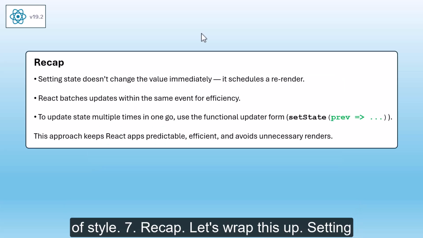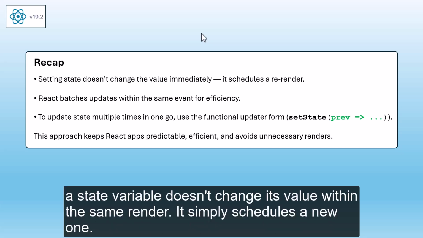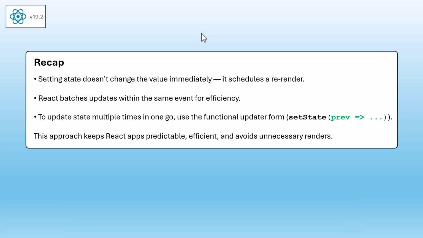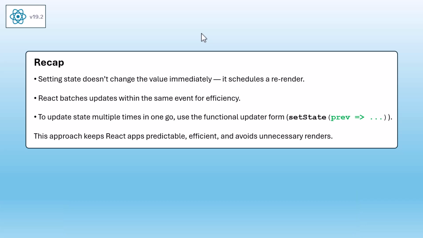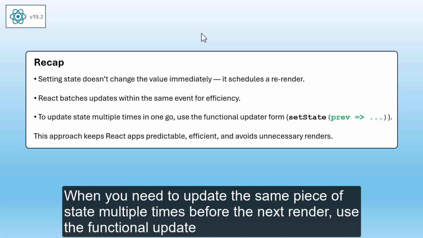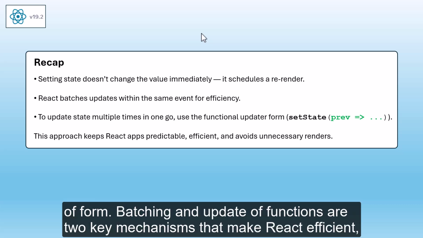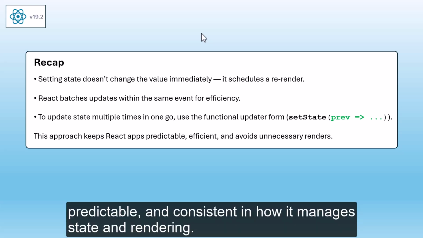7. Recap. Let's wrap this up. Setting a state variable doesn't change its value within the same render. It simply schedules a new one. React waits until after the event handler completes to process all state updates. This is batching. When you need to update the same piece of state multiple times before the next render, use the functional updater form. Batching and updater functions are two key mechanisms that make React efficient, predictable, and consistent in how it manages state and rendering.